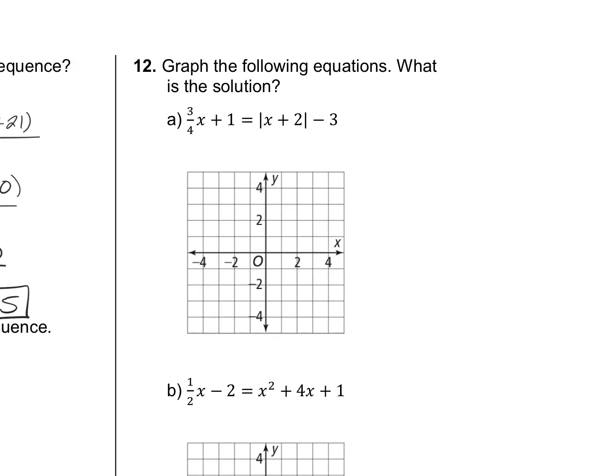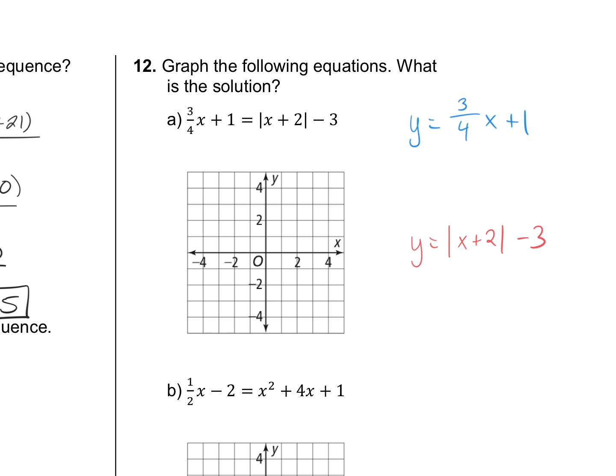All right, now number 12, we're getting into graphing them on our own. What is the first thing I want you to do on 12? Write them as two separate equations. What would the first one be? Y equals 3 plus x plus 1. Yep. And then my second one would be? Y equals absolute value of x plus 2, minus. Yep. So we're going to graph both of these separately.